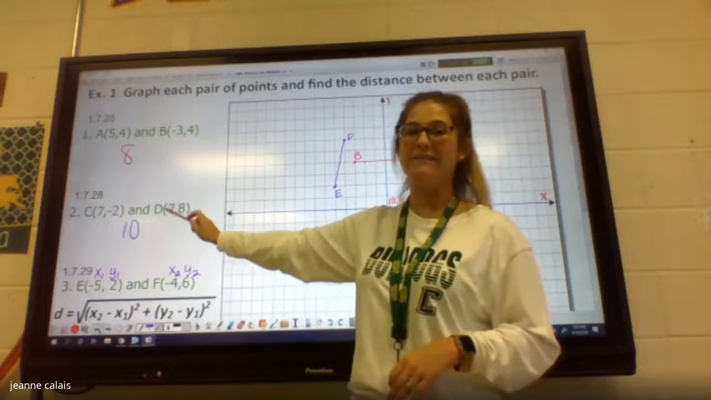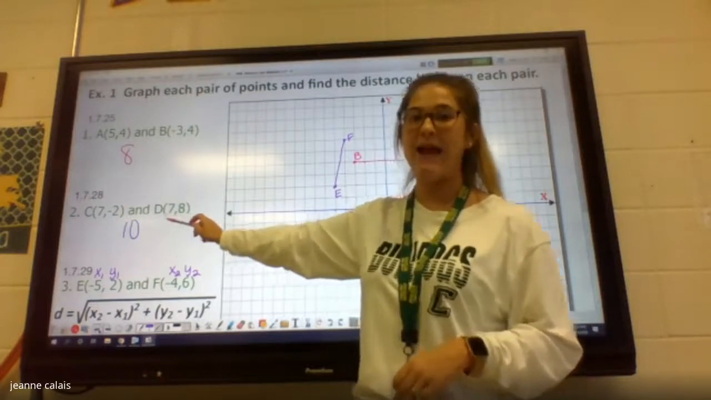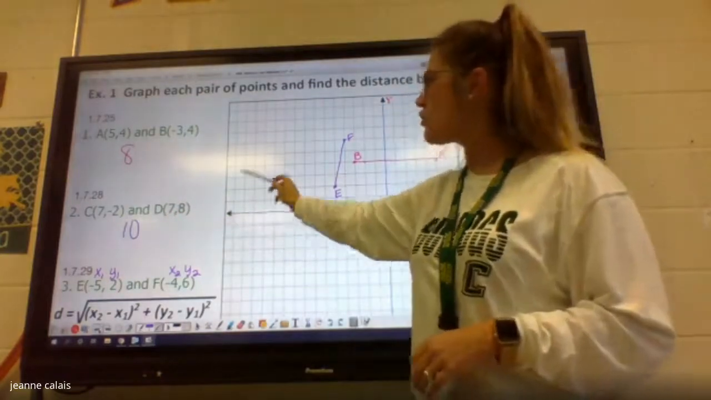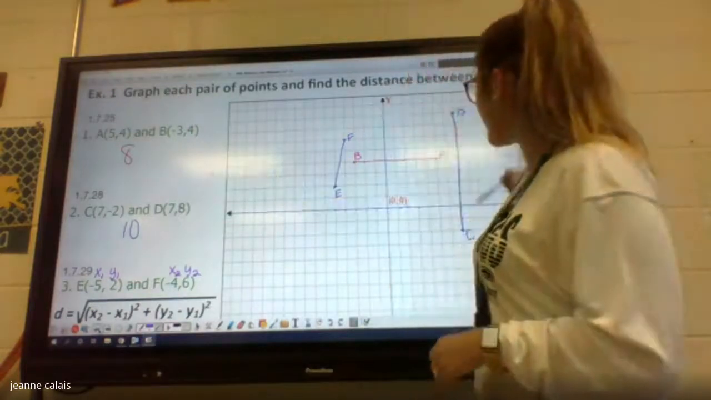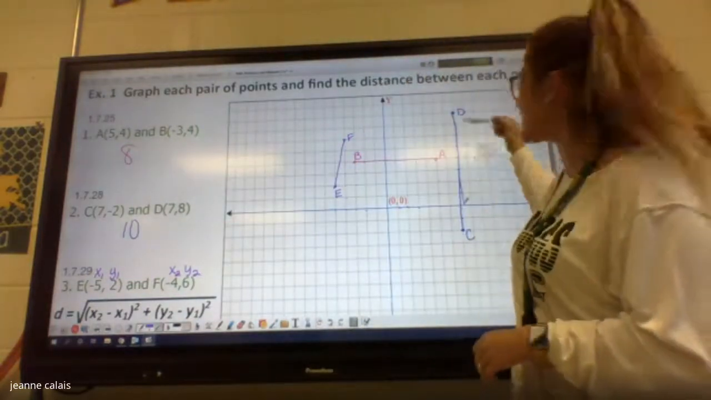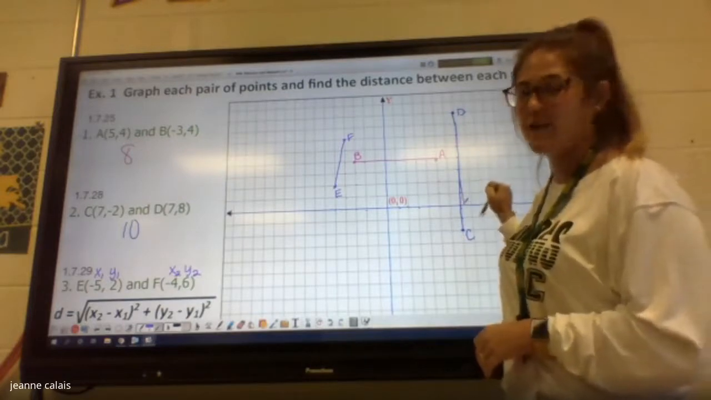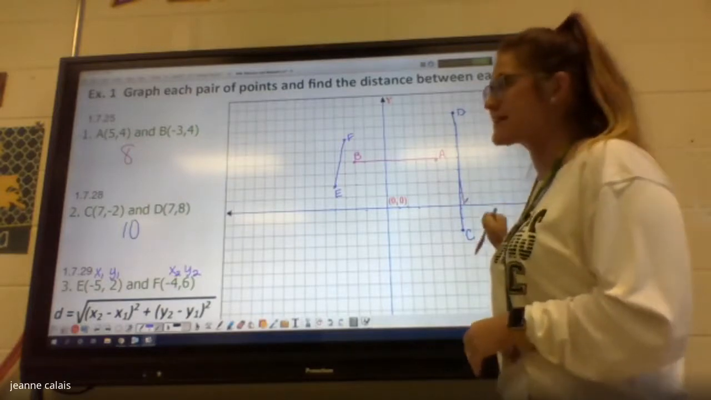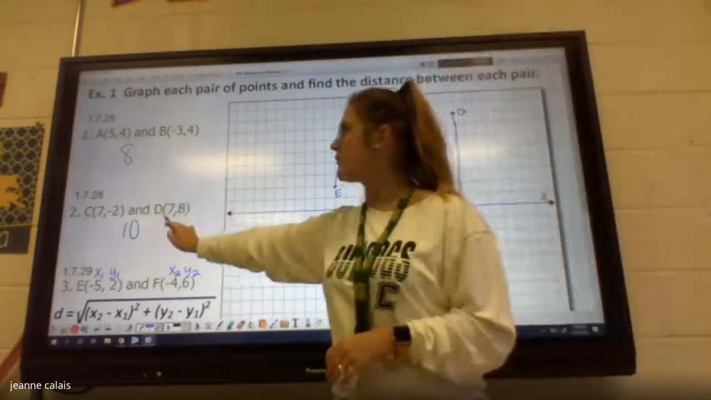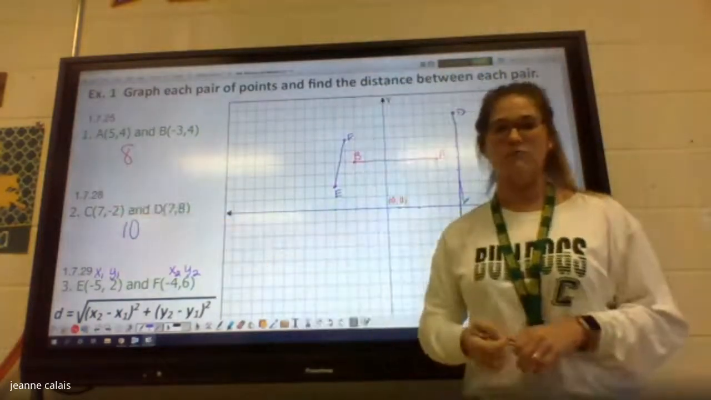Same x value. It is the same x value. So again, that's what gave us a vertical line. It's only going to pass through the x-axis. It's only going to pass through the x-axis. All right, and so if you notice, 7 is the same in both.